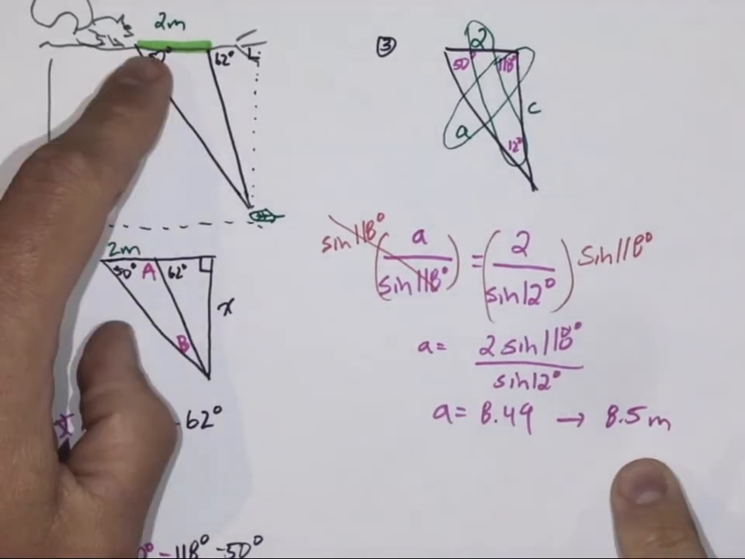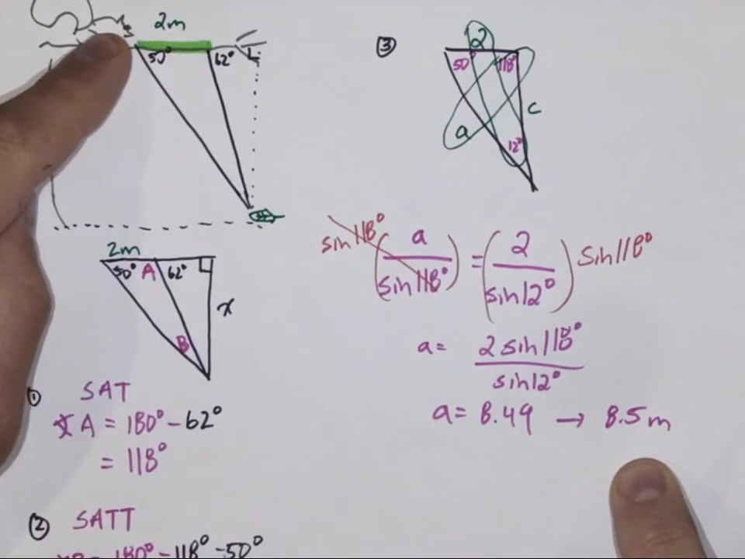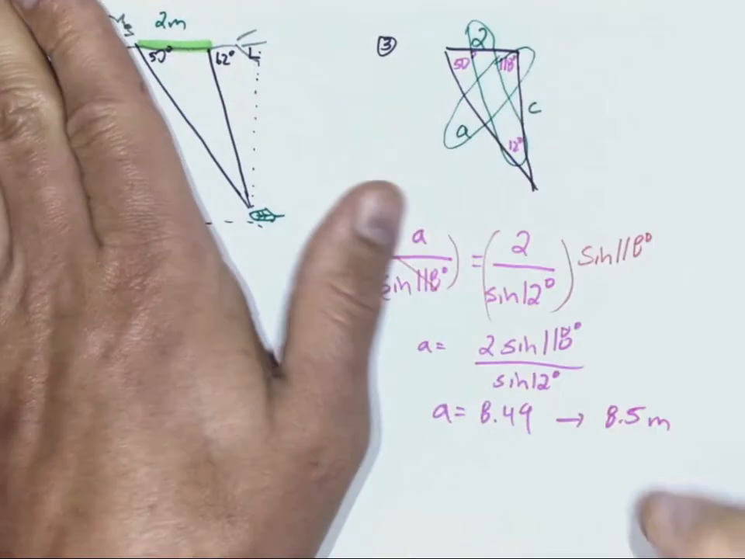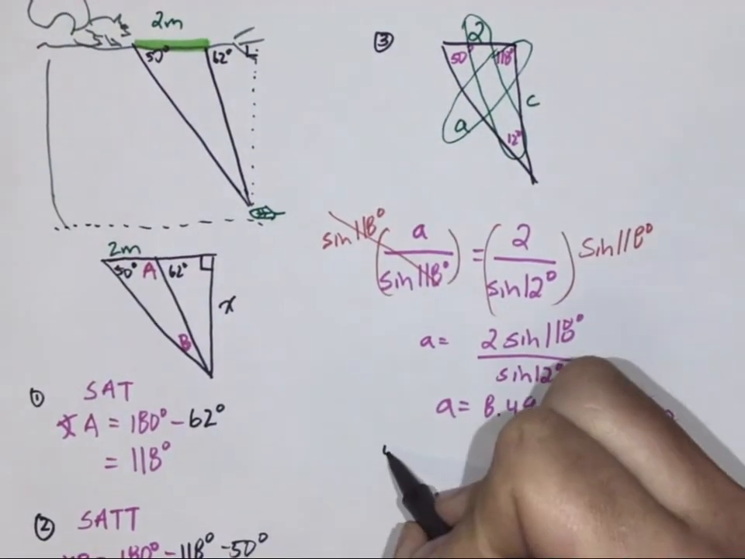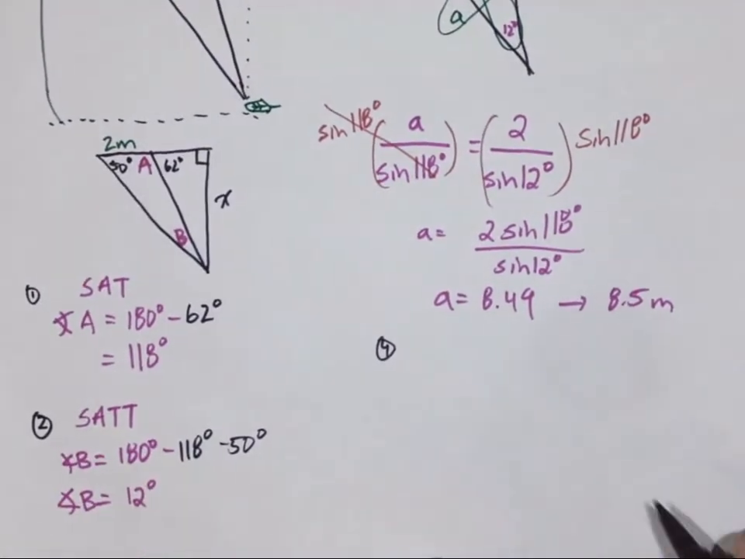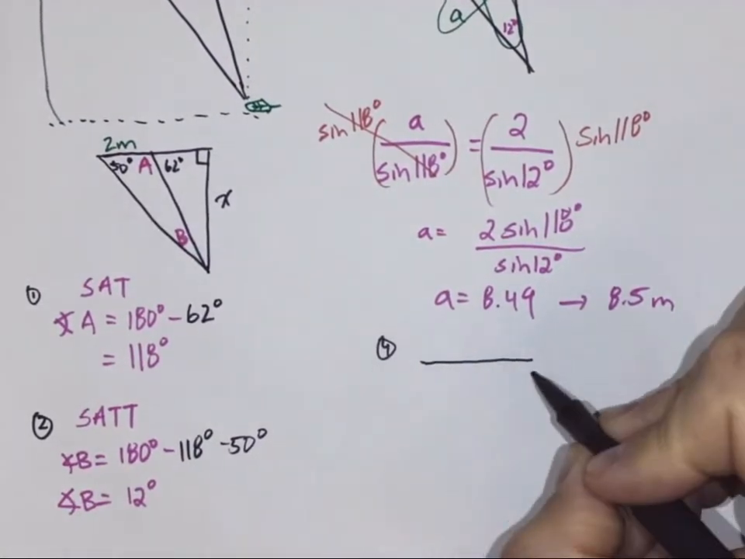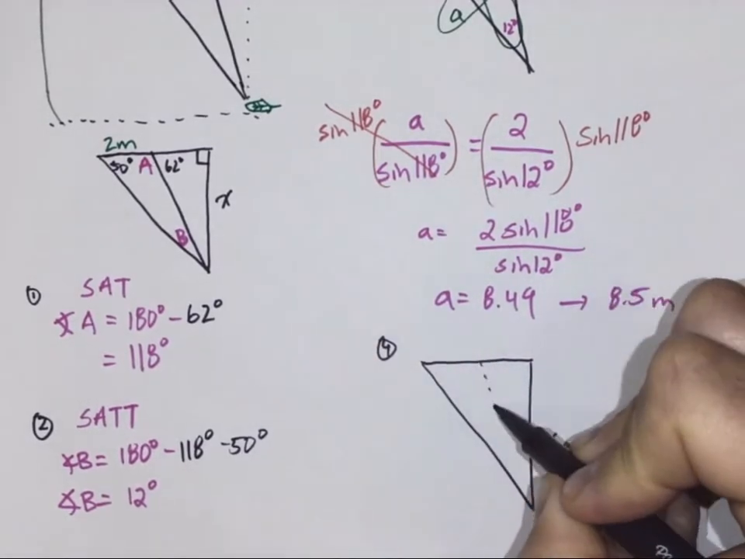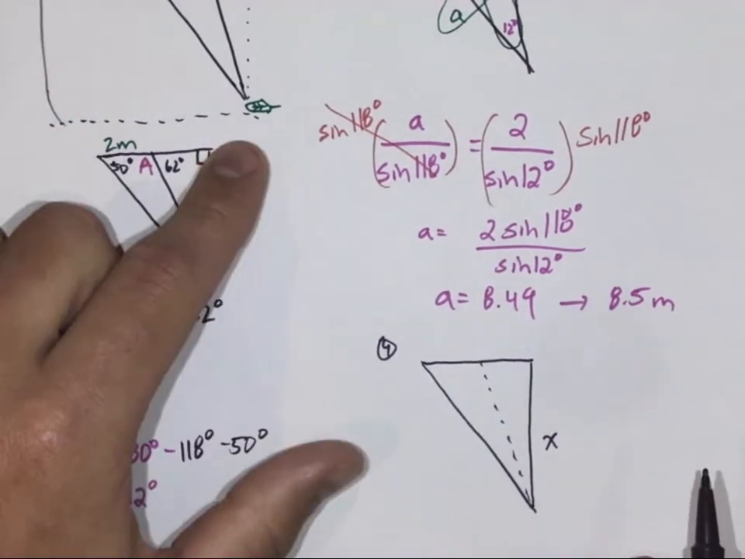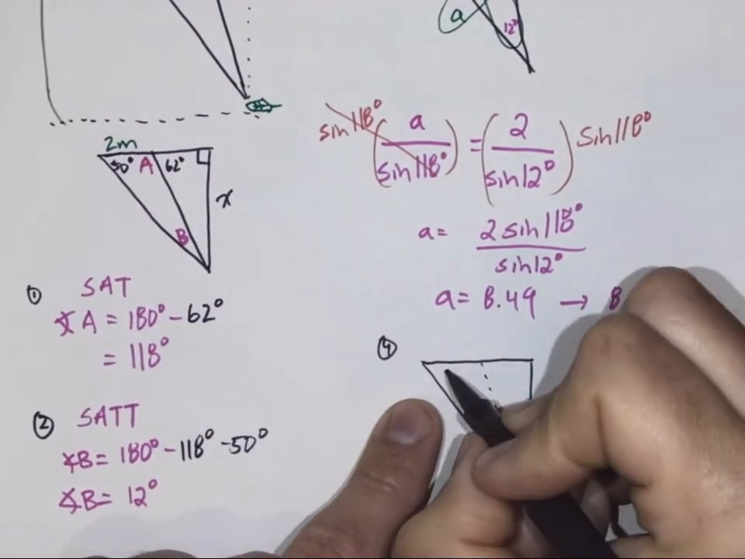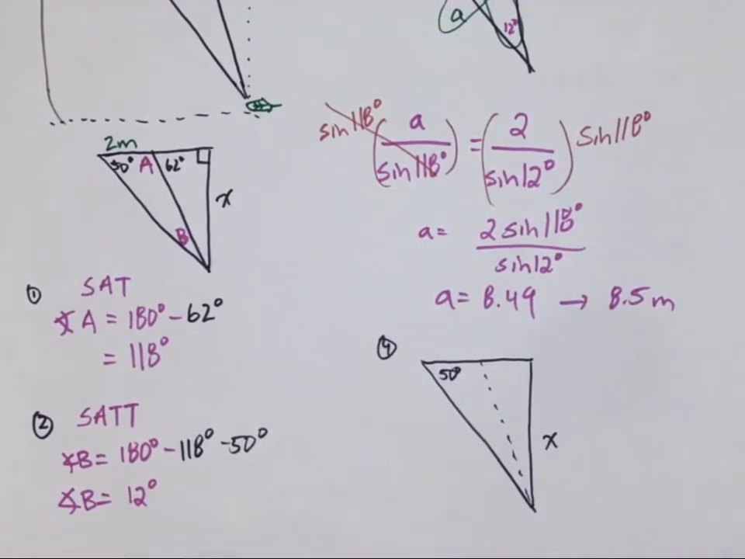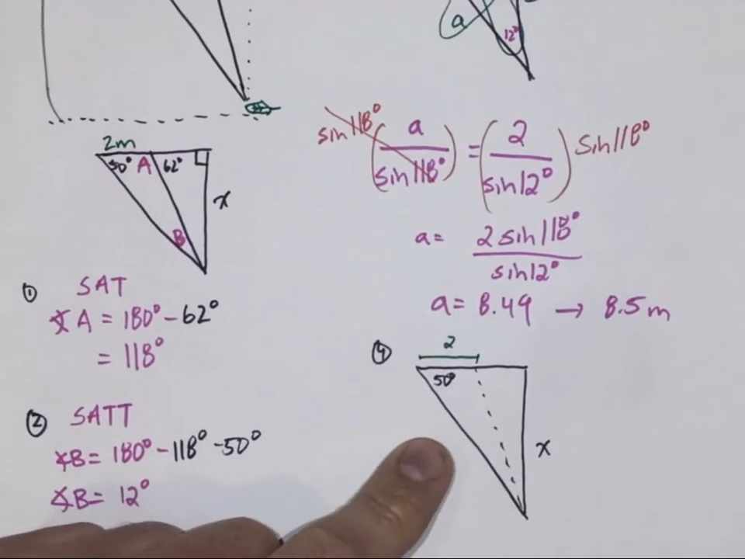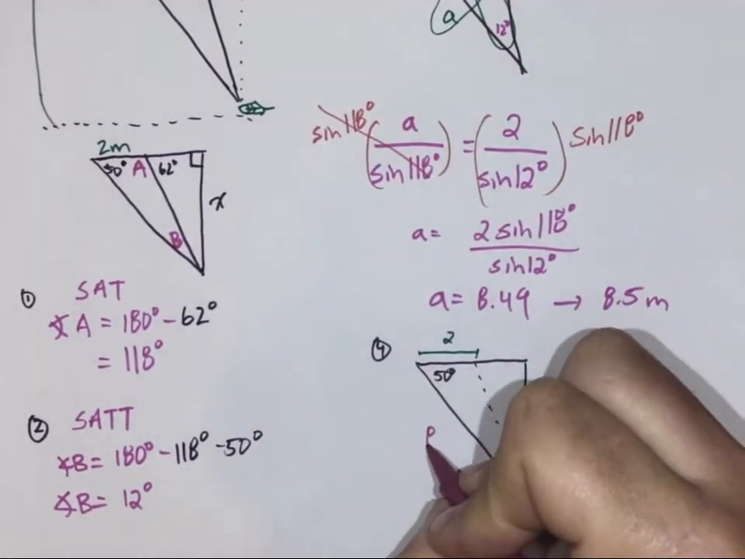Now that, again, is from the squirrel's eye in its original position to the leaf. It's not the height. But now we have that right angle triangle, the large right angle triangle. So now that we have that, we can look at the large triangle as a whole. We have 50 degrees in the corner. We have our 2 meters from there to there, irrelevant right now, but we just found 8.5 right there.